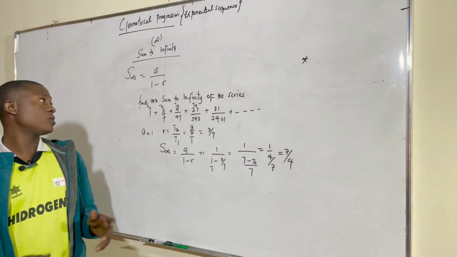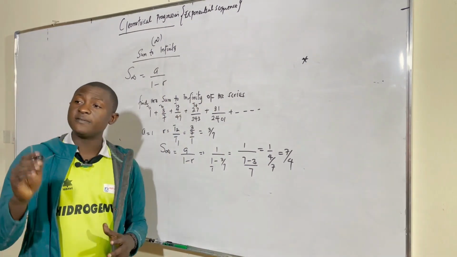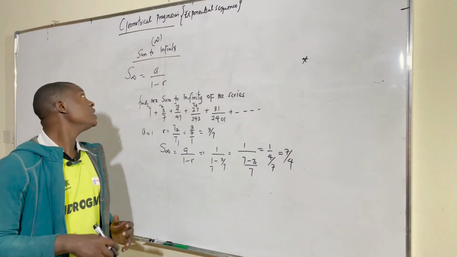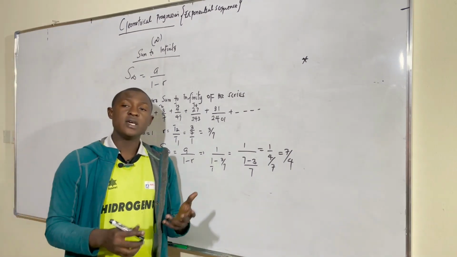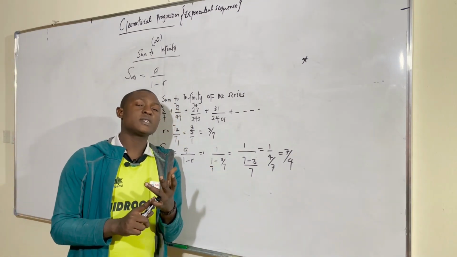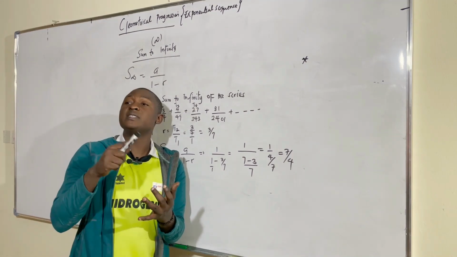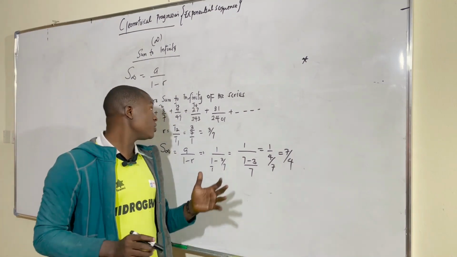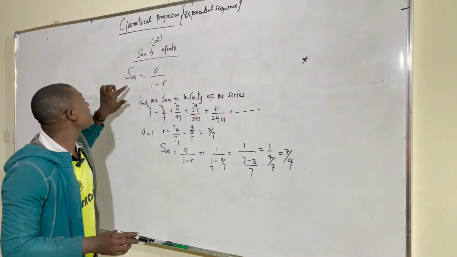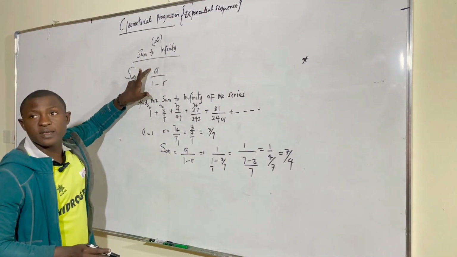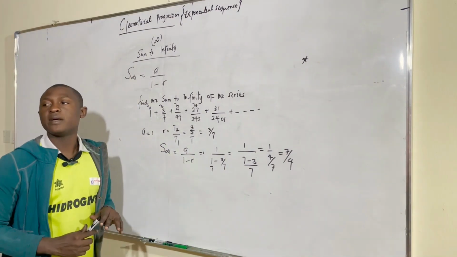So now this is what we call sum to infinity. It's different from the sum of a GP. For the sum of a GP, we have two cases. If the value of your r is bigger than 1, we apply the first one. If the value of your r is less than 1, we apply the second one. But sum to infinity is just a divided by 1 minus r.